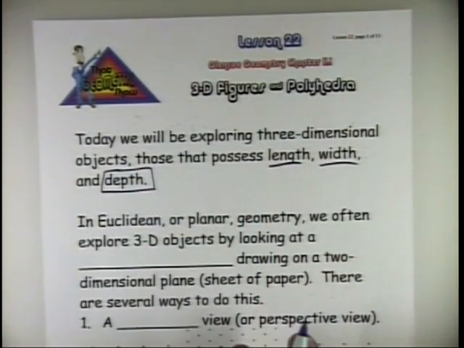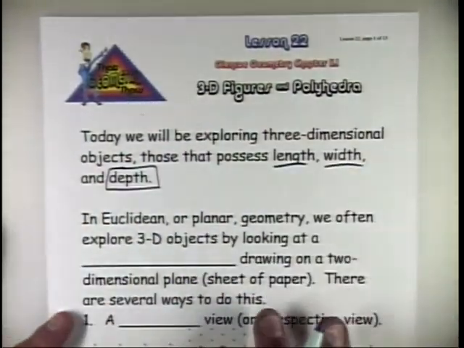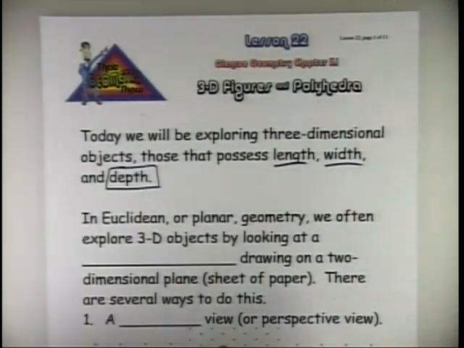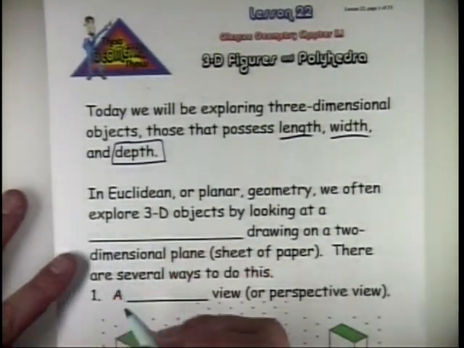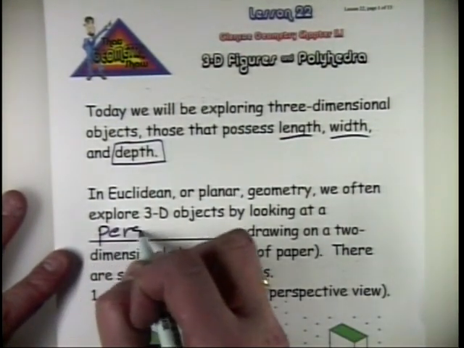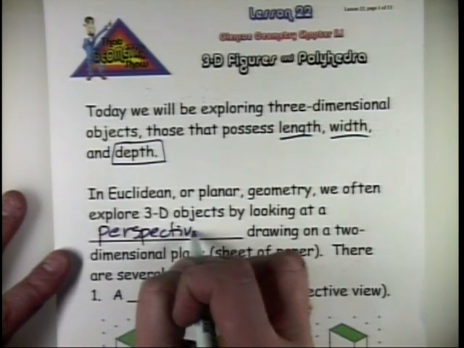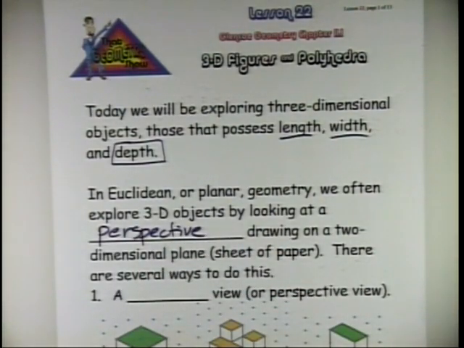Now, in Euclidean geometry, which is, remember, planar or two-dimensional geometry, it's very difficult to depict a three-dimensional drawing on a two-dimensional sheet of paper. And so we have some clever artistic ways to do that. And one of the ways is by looking at what's called a perspective drawing. And a perspective drawing gives the illusion of three dimensions on a two-dimensional sheet of paper.